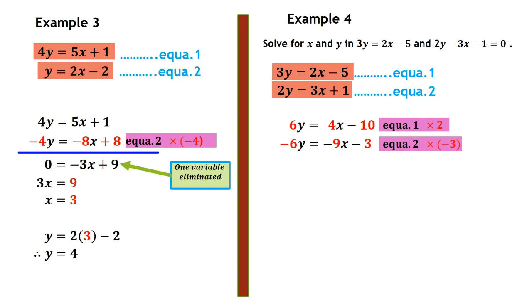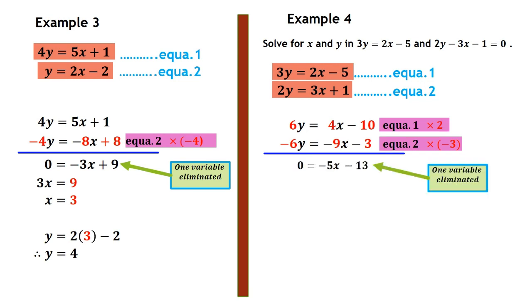Now I can add my two equations. I've multiplied all the terms correctly by -3. Add the two equations to eliminate the y, and I end up with an equation of -5x minus 13 is equal to 0. Now solve for x. My x is equal to -13/5.